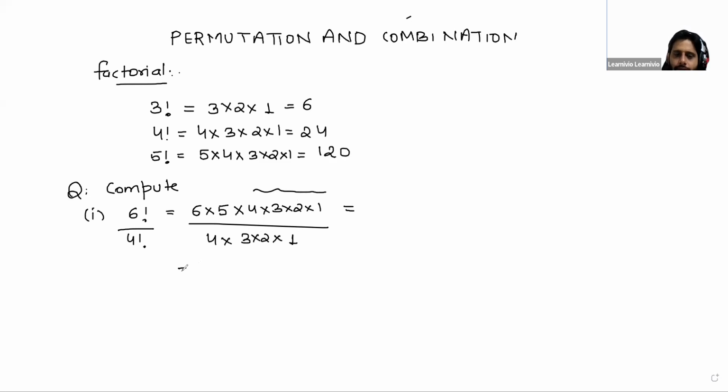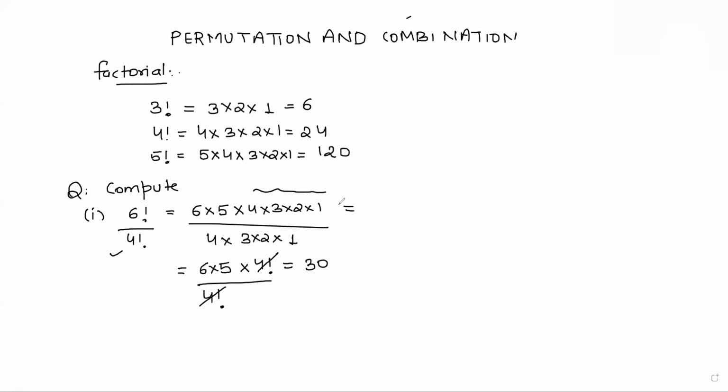Yes, sir. Okay, so what can we do? We can write 6 into 5 into 4 factorial, and in the denominator also, there's no need to expand it. We will write 4 factorial, and these two will be cancelled out, and we will get 30. Is this clear? Yes, sir.